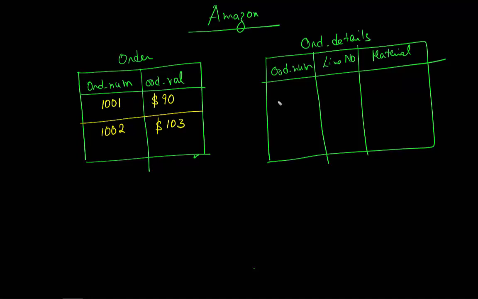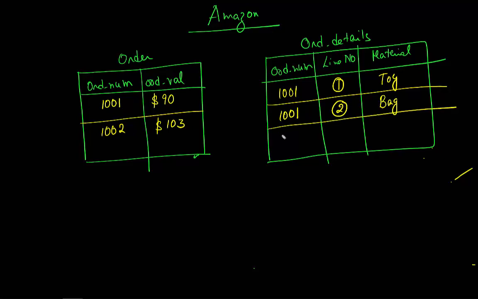In this table we're going to have order number 1001, the first item, right, and what's that product? Let's say it's a toy. And 1001, the same order, there is another line, and this time it's a bag. And moving on to the next order, 1002, line number 1, let's say this is some coffee, and 1002, line number 2, this is some almonds.